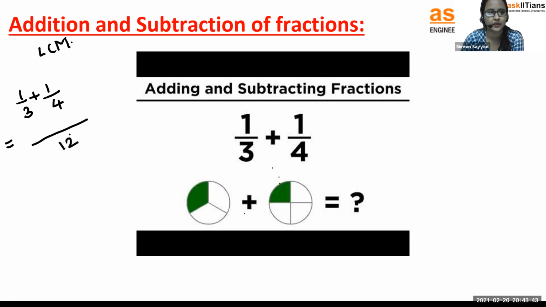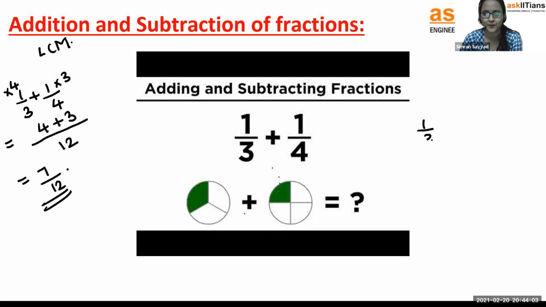Yes, it is 12. So if you want to make 3 as 12, you have to multiply it by 4. If you want to make 4 as 12, you have to multiply it by 3. So 4 ones are 4 plus 3 ones are 3. 4 and 3 is 7. 7 by 12 is your answer. So easy, right? Easy peasy.